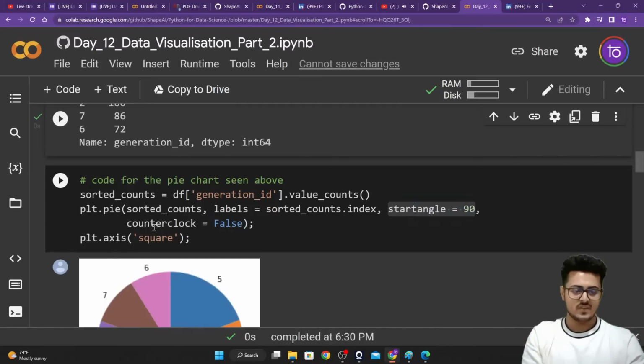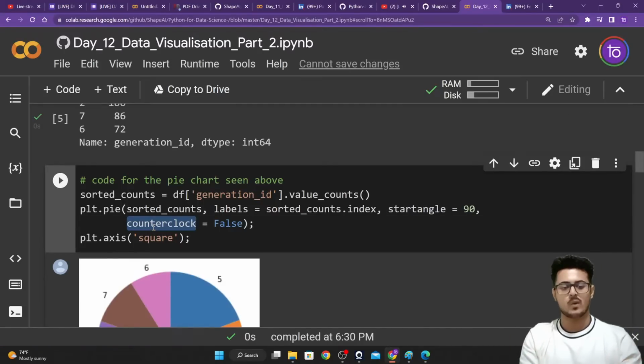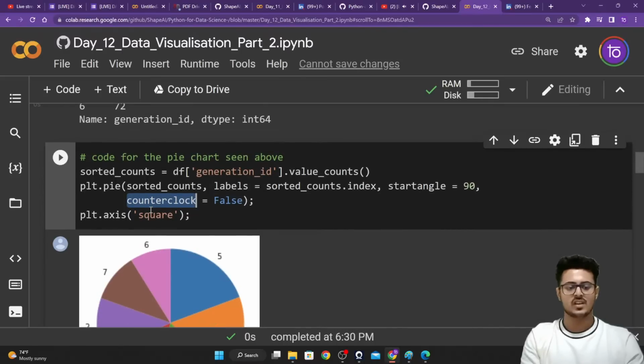That is the reason why we are writing counterclock equals false. That is, we want to go in the clockwise direction. The plotting should be done in the clockwise direction. That is the reason why we are writing counterclock equals false. This attribute will make sure that your plotting is happening in a clockwise direction.